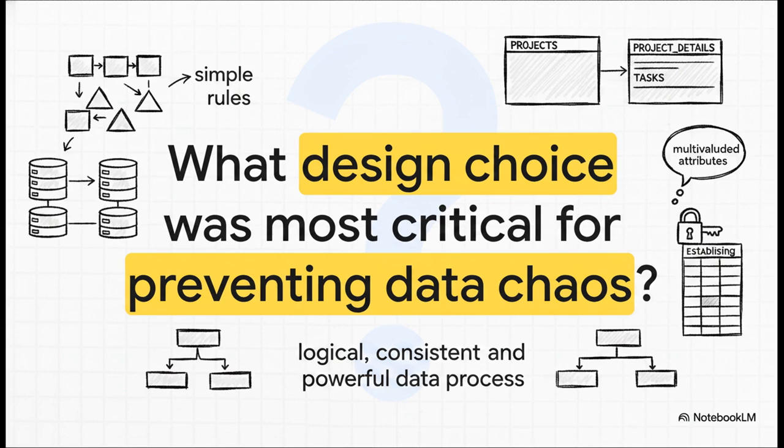We've gone all the way from a few sentences on a piece of paper to a complete, logical, and powerful database schema. Following this process is literally what separates a functional database from just a chaotic mess of data. So I'll leave you with a final thought to chew on. Looking back at everything we did, what do you think was the single most critical decision we made today to prevent that chaos? Think about it.